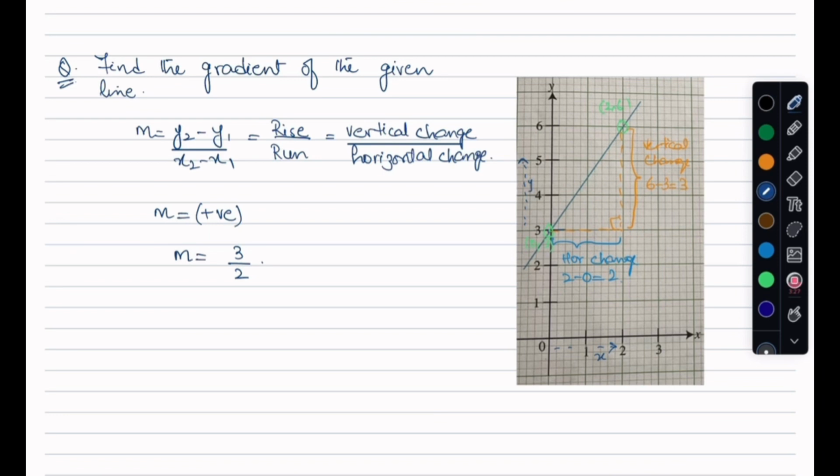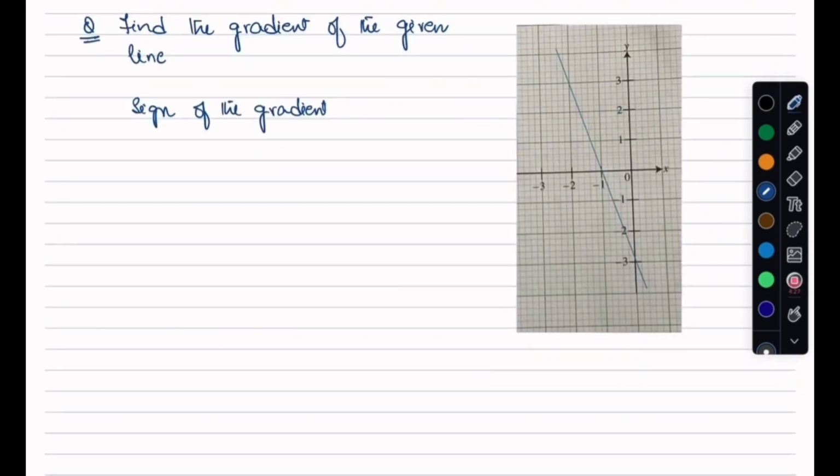Let's do another question. Find the gradient of the given line. Now to find the gradient of the given line, first analyze the sign of the gradient. I can see that it's a line which is sloping down, meaning the y values are decreasing and the x values are increasing. I know that this line is sloping down. Therefore, the gradient should have a negative sign here.